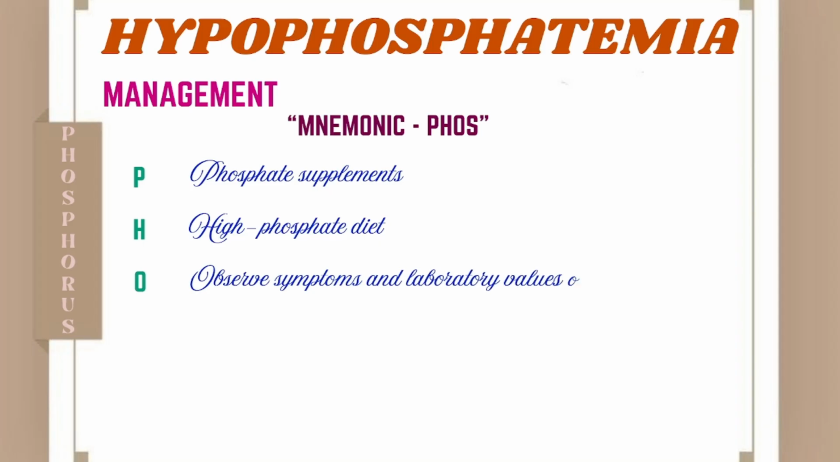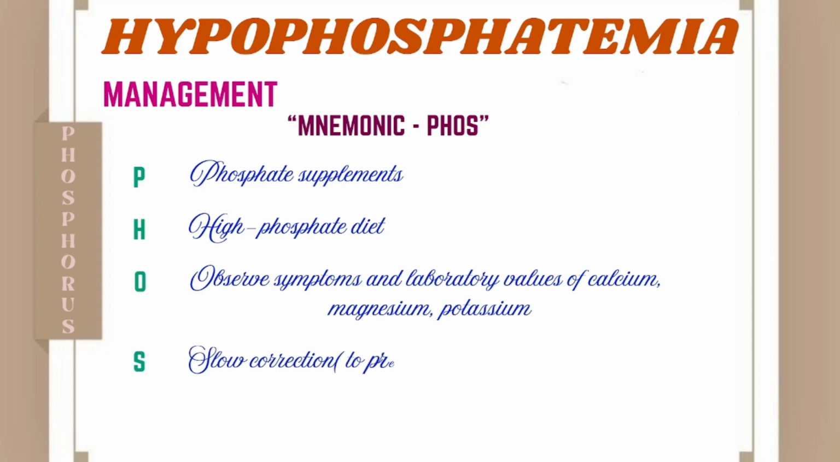So we have to encourage foods that are rich in phosphate. O stands for observe symptoms and laboratory values of calcium, magnesium, and potassium. Calcium level is important to monitor because of the reciprocal relationship, and also we have to monitor magnesium and potassium values, and along with monitoring of these lab values, we have to observe symptoms like muscle weakness, arrhythmias, confusion, bone pain. We have to observe all those symptoms.